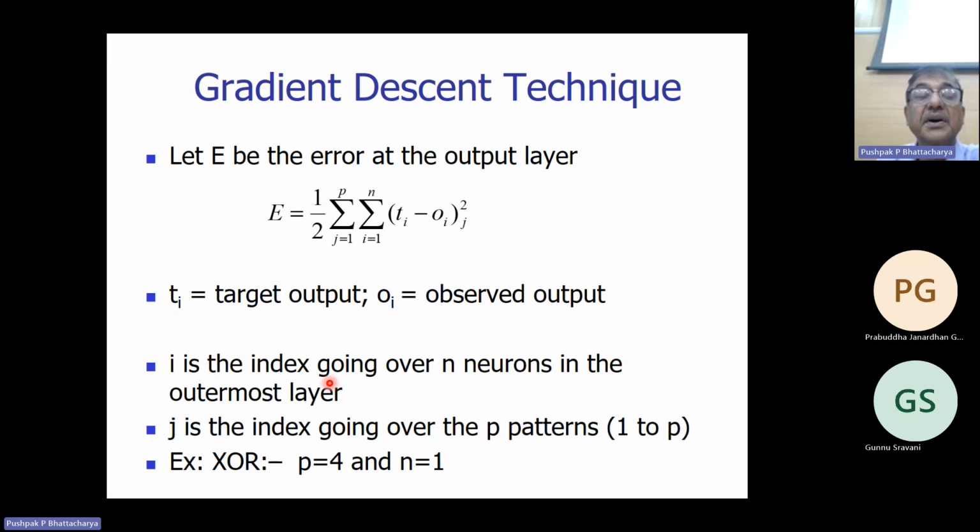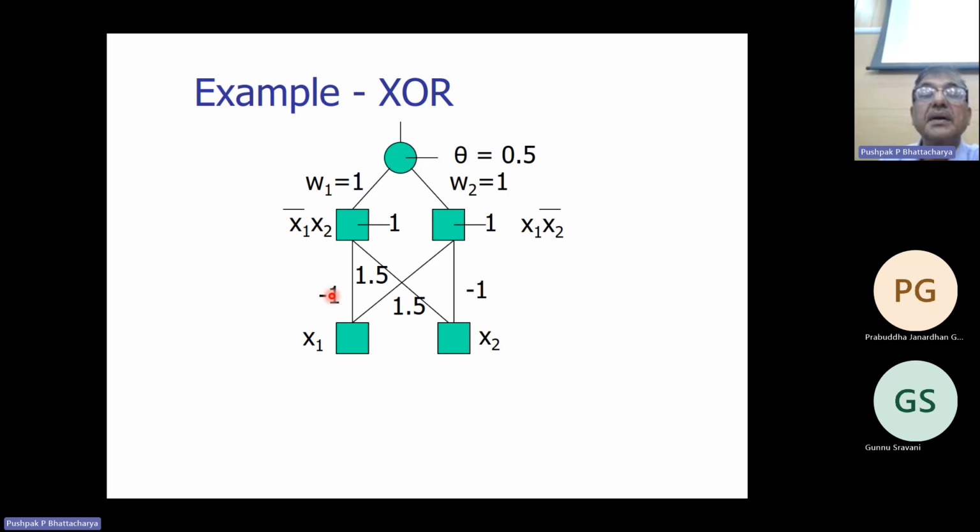So if it is XOR, then j goes from 1 to 4: 0 0, 0 1, 1 0, 1 1. And how many neurons in the outermost layer? Only 1. But there could be cases where you have more than 1 neuron in the outermost layer, for problems which are of mapping kind. For example, this network with more neurons in the outermost layer can be used for digit recognition, 0, 1, 2, 3 up to 9.